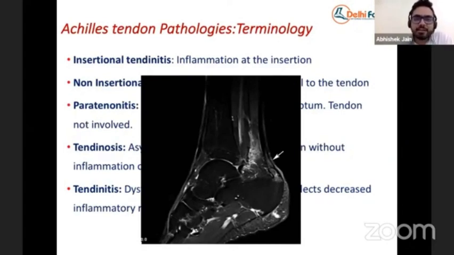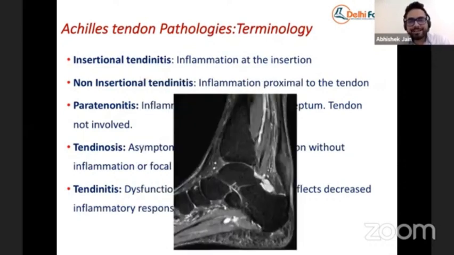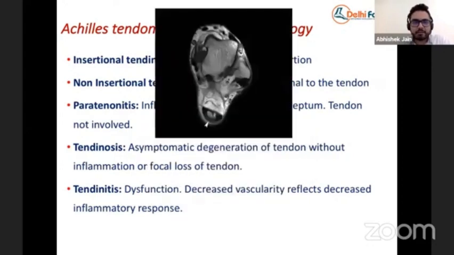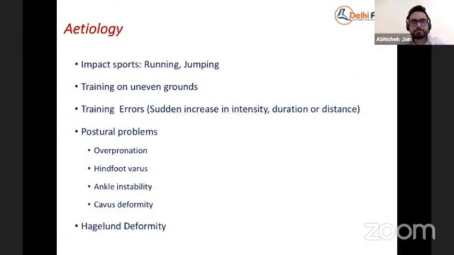What is insertional tendinitis? Inflammation at the insertion of the Achilles tendon into the calcaneal tuberosity. Non-insertional tendinitis occurs proximal to the insertion of the Achilles tendon. Paratendinitis is the inflammation of the paratendon and septum; the tendon is spared. Tendinosis is asymptomatic degeneration of the tendon without any inflammation. And tendinitis is actually dysfunction. There is decreased vascularity, which is reflected by the inflammatory response.